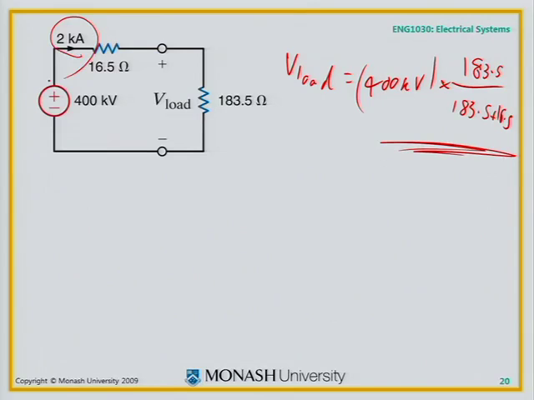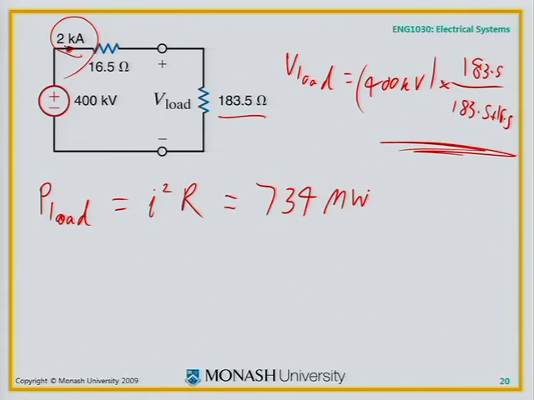You could use P equals VI, P equals I squared R. So what is the power absorbed by this load? Well, I squared R, why not just use that? I squared times R, because I already know that I is 2 kiloamps, that's up here, and the resistance is 183.5. So I can plug that in, and you'll get 734 megawatts.